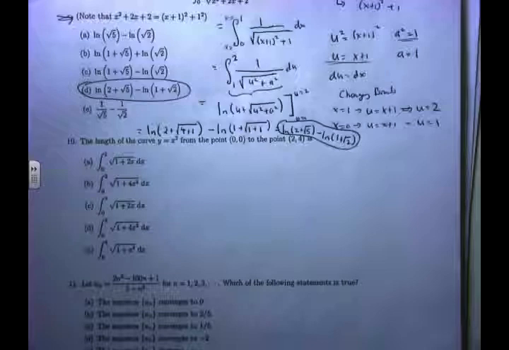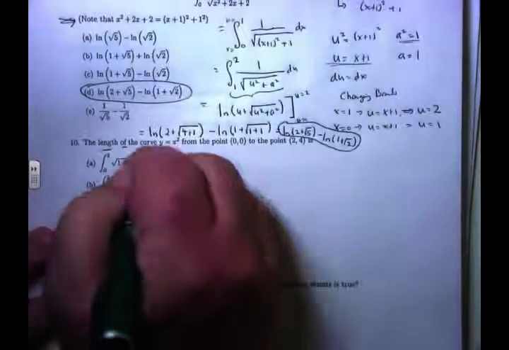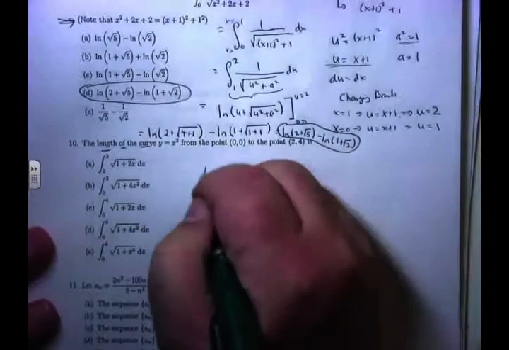All right, and again, another reason why you're going over these old final exams is every time we do a problem that requires a special formula, write it down and put it on a note card and stick it in your ear. Memorization is the key to calculus two. This one, the length of the curve of x squared from the point 0 to the point 2, 4 is what? Length of curve is also known as what?